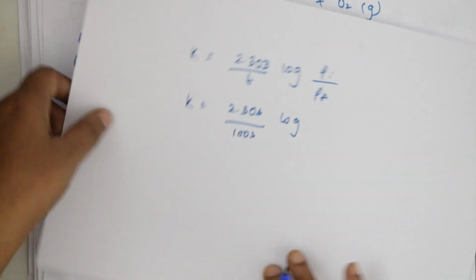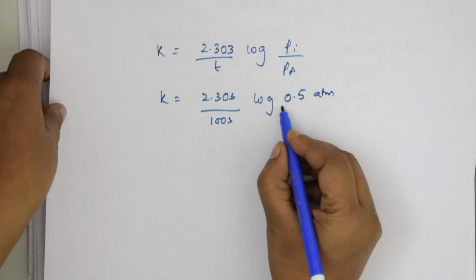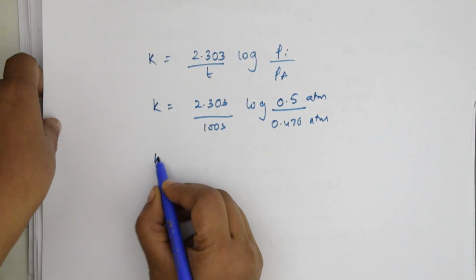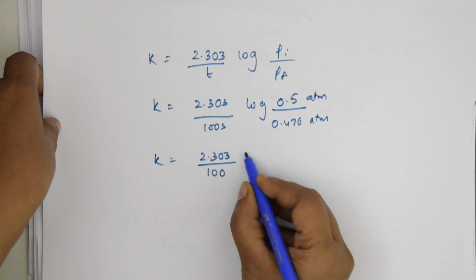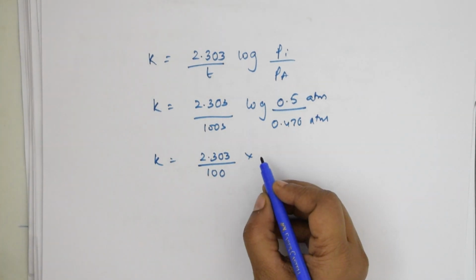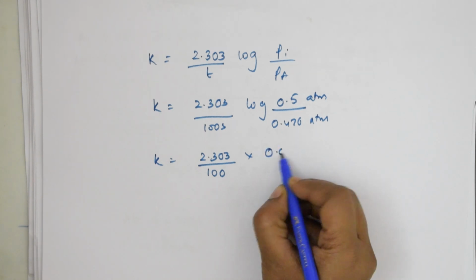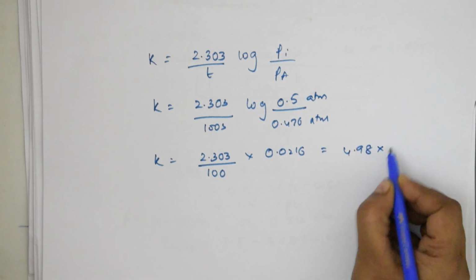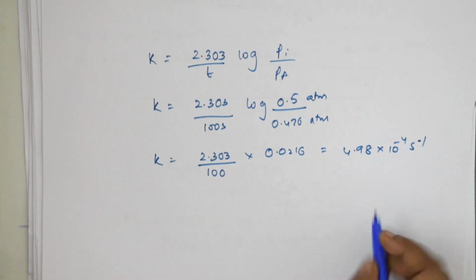So let's substitute. So here 0.5 atmospheres by 0.476 atmospheres. So when I solve this, and I solve this, log A by B is log A minus log B. Yes. I get 6.4 into 10 raised to minus 4 per second. Right. Hope students this is clear.